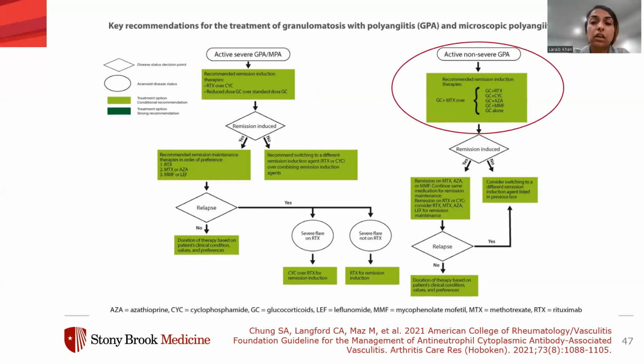Just looking at the right side, active non-severe GPA. Like we mentioned before, glucocorticoid plus methotrexate is preferred over the other combinations. And if you're just looking down the flow chart, methotrexate and rituximab keep showing up. They're very good options for remission and relapse. So that's just something to note.